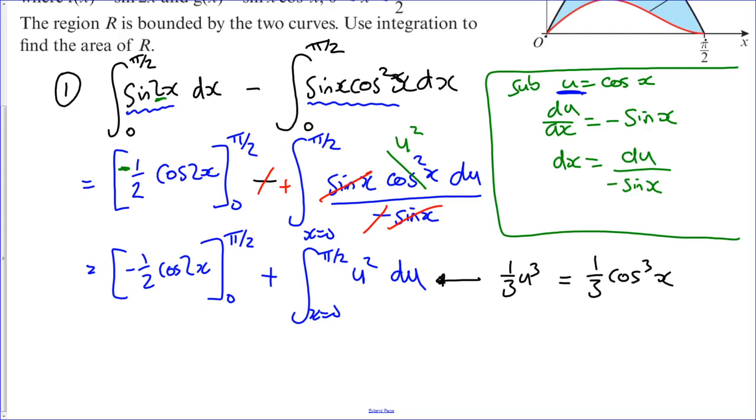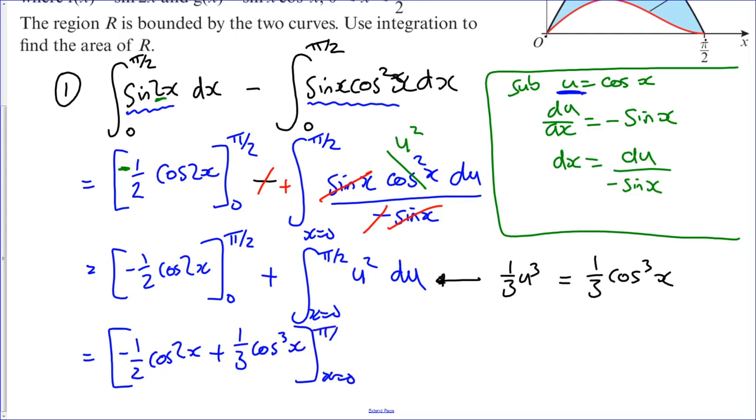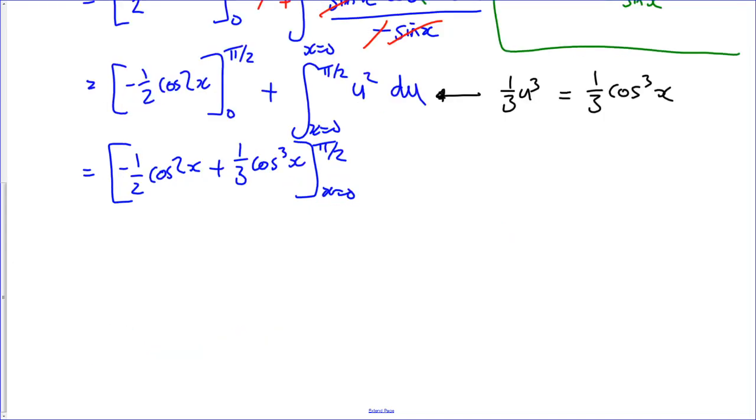Now you might have been able to do this with standard patterns if you're good enough at standard patterns, but substitution is fine. So this equals, we're going to have one big square bracket, 1/2 cos 2x plus 1/3 cos cubed x between x is 0 and pi by 2. We now need to start putting some values into here. I know if I substitute in pi by 2 into cos, I'm going to get 0, because my cos graph at pi by 2 has a 0.